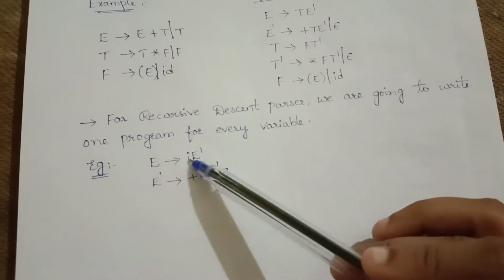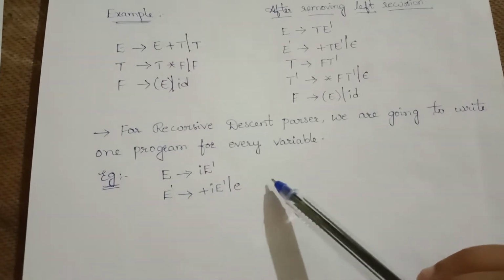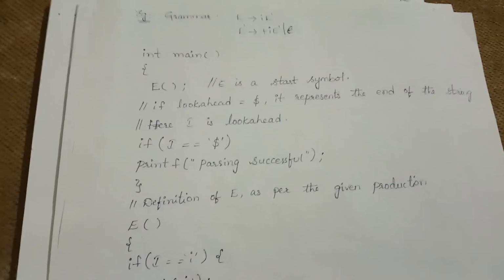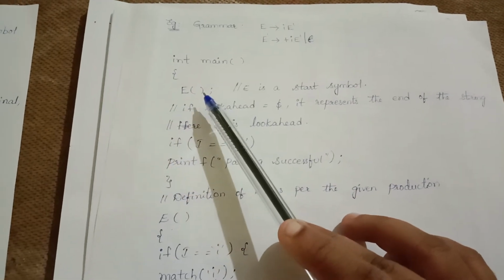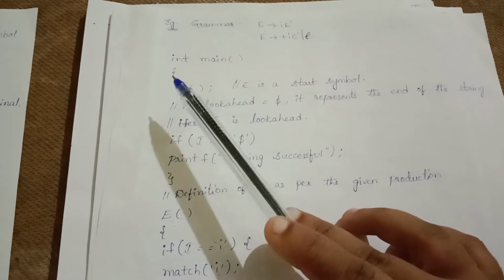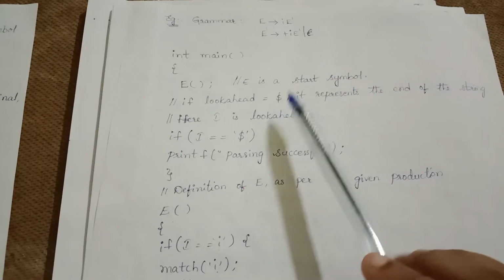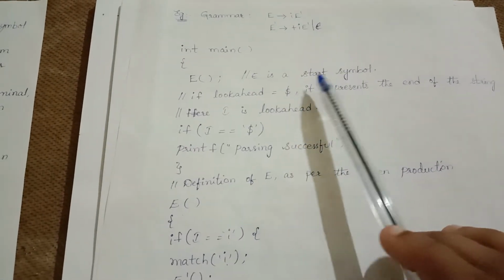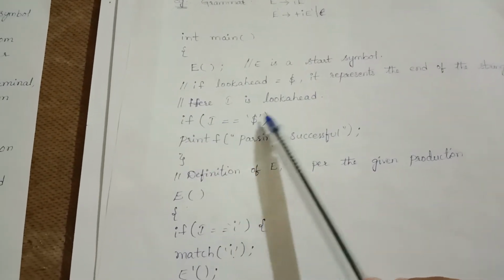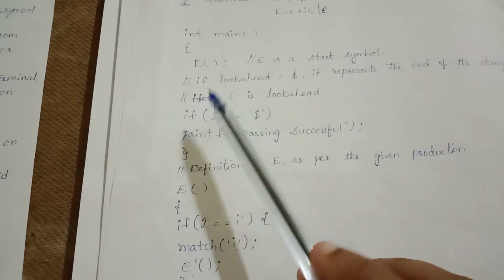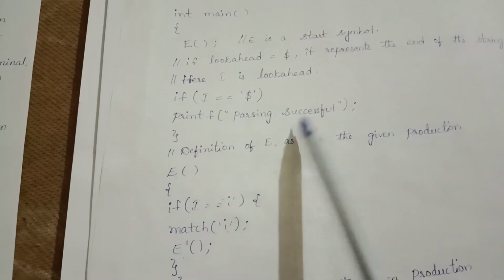Consider an example, E tends to I E dash and E dash tends to plus I E dash or epsilon. We need to write the program like int main with curly braces. First, it starts with the starting symbol E, and if the look ahead is dollar, it represents the end of the string. For every end of the string we represent it with a dollar. If I equal to dollar, then we write printf parsing successful.